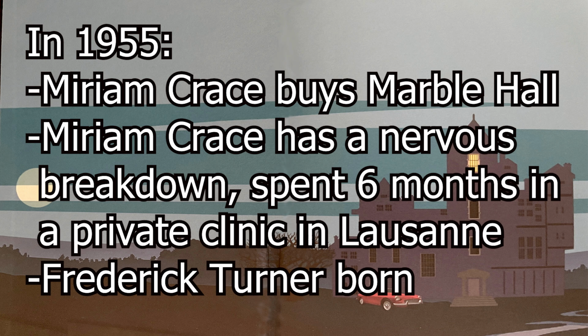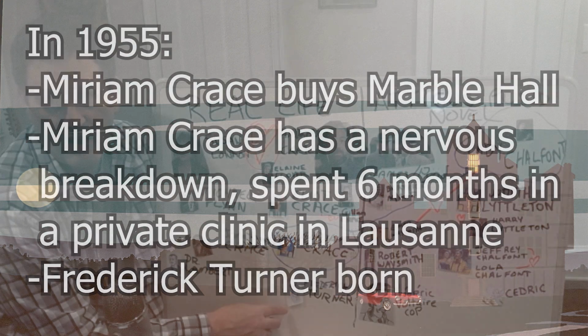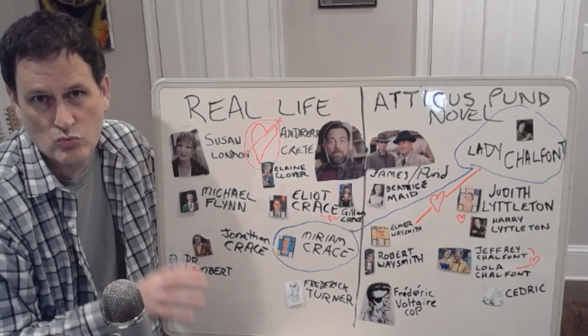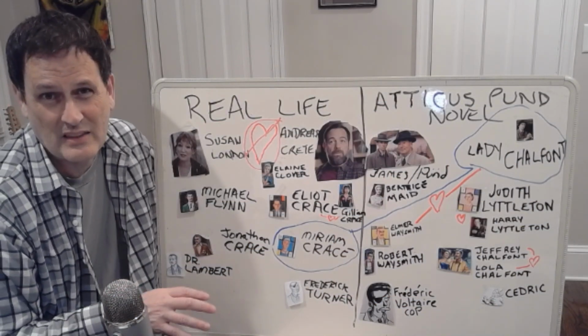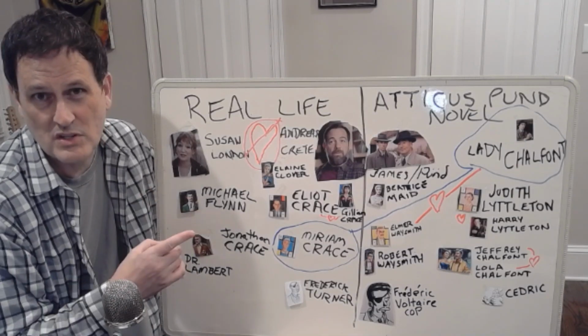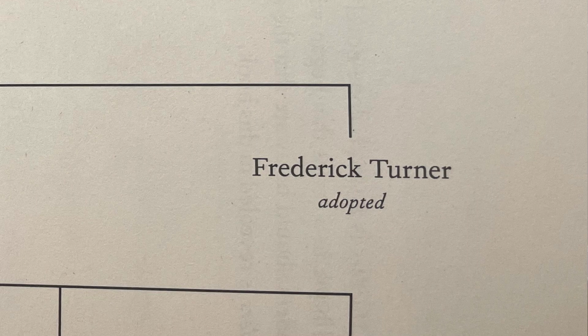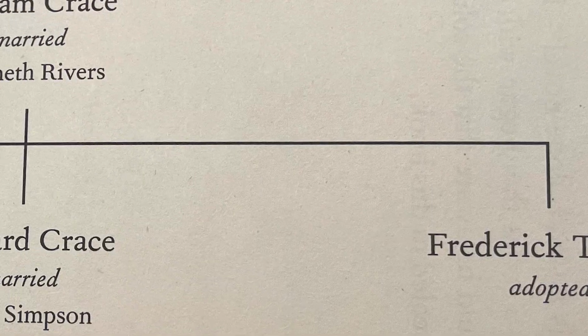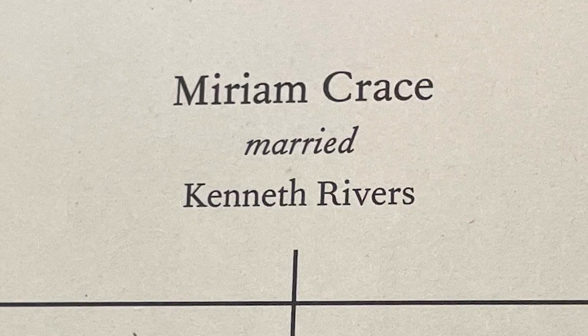Man, this feels like so many ding, ding, dings. Frederick Turner is the child of Miriam Crace. It's so much that I'm beginning to think, is it a double bluff? Is it that obvious? Now, one of the first things we learn about Frederick Turner is he's of mixed race. It kind of feels like that's there for one reason and one reason only. If Miriam Crace is Frederick Turner's mother, her husband, Kenneth Rivers, is not his father. So, aka, he's an out-of-wedlock child.